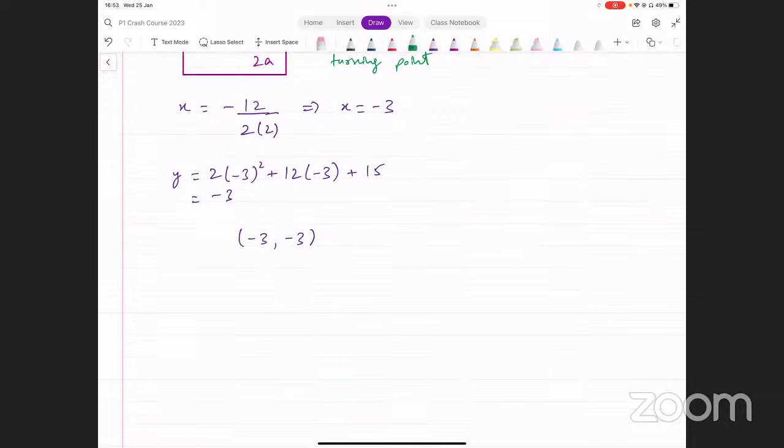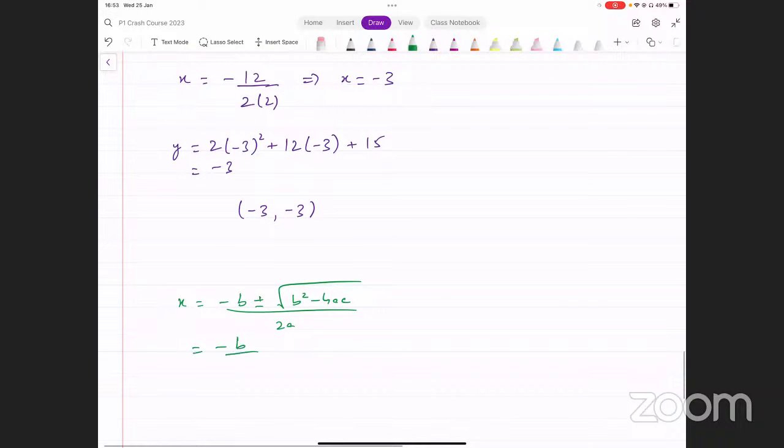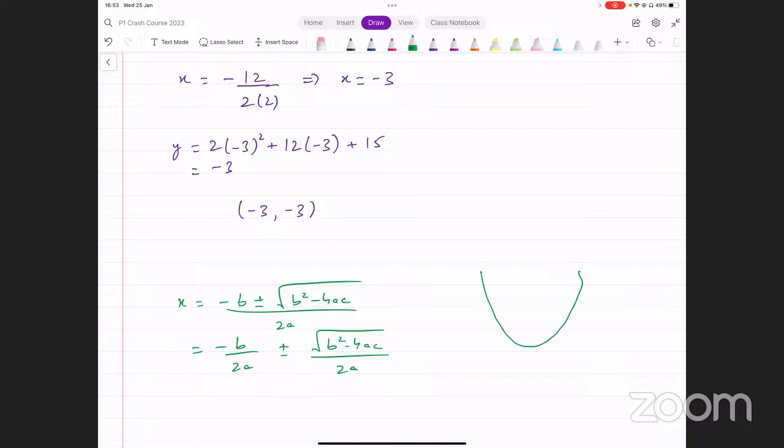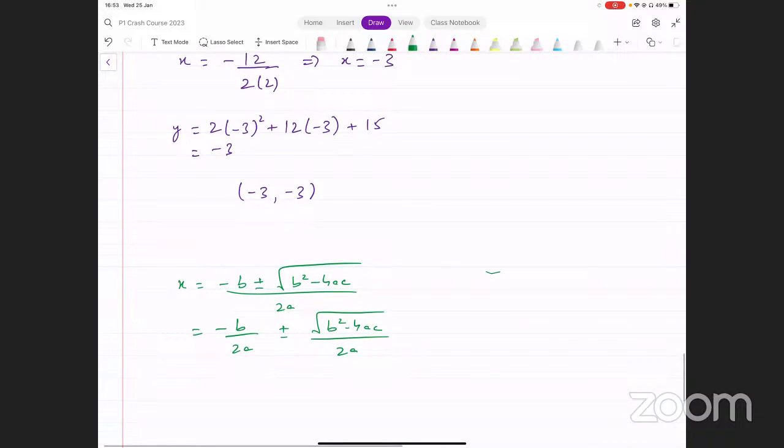Remember the quadratic formula? The quadratic formula looks like this: x equals minus b plus minus square root of b square minus 4ac divided by 2 times a. That's what the quadratic formula is. If you were to break it down into 2 parts, it gives you minus b over 2a plus minus square root of b square minus 4ac divided by 2 times a. Basically, the quadratic formula gives you the x-intercepts of the quadratic function.